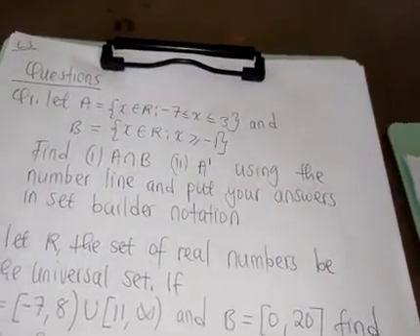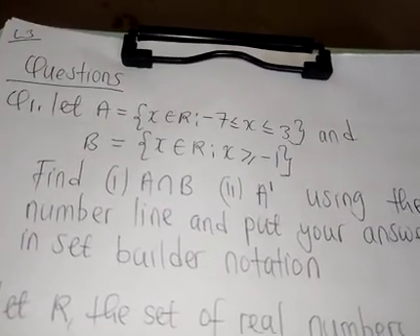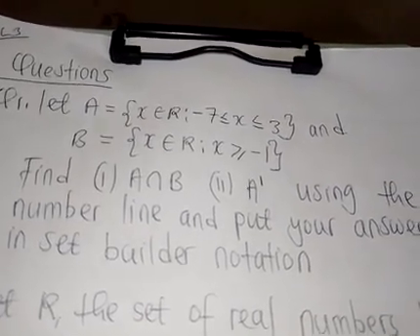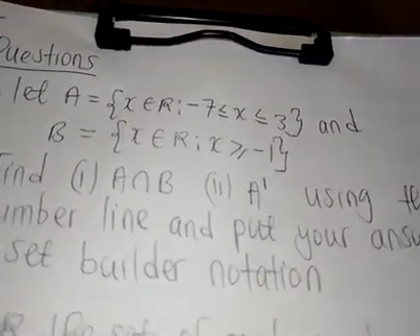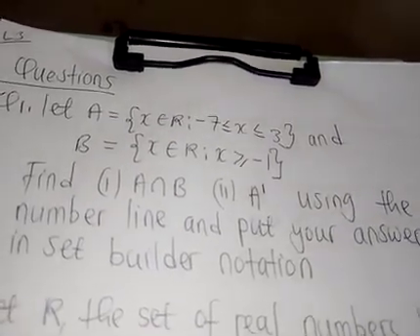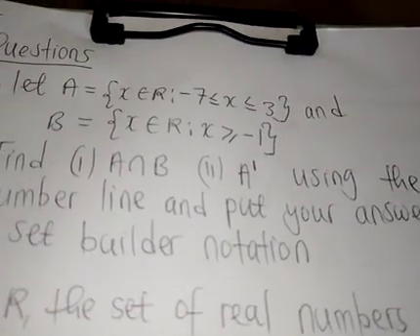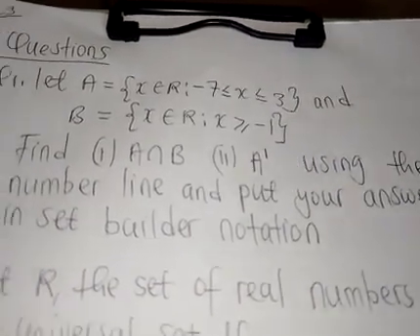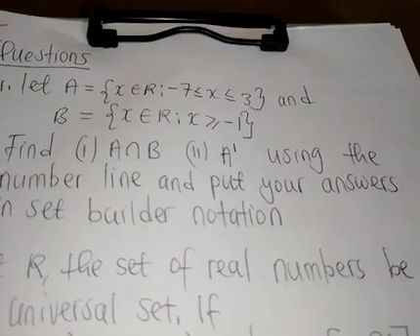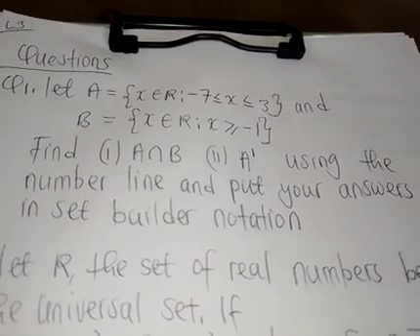Question 1. Let A be equal to, using set builder notation, x a member of R representing real numbers such that negative 7 is less than or equal to x, less than or equal to 3, and B equals x being a member of real numbers such that x is greater than or equal to negative 1. Then find A intersect B and A complement using the number line and put your answers in set builder notation.